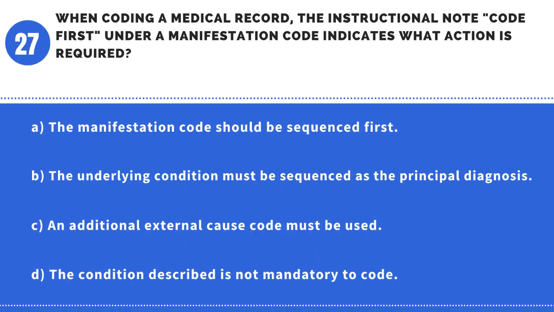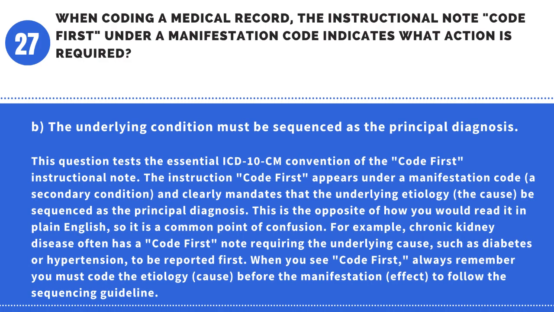Question 27. When coding a medical record, the instructional note "code first" under a manifestation code indicates what action is required? A. The manifestation code should be sequenced first. B. The underlying condition must be sequenced as the principal diagnosis. C. An additional external cause code must be used. D. The condition described is not mandatory to code. Answer B. The underlying condition must be sequenced as the principal diagnosis.